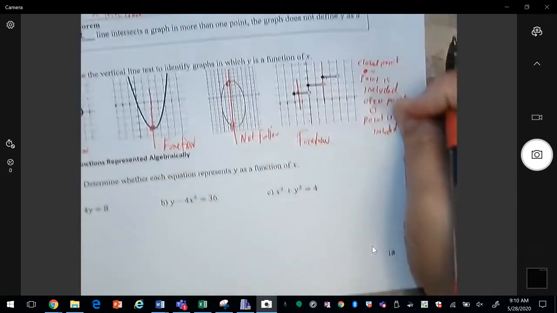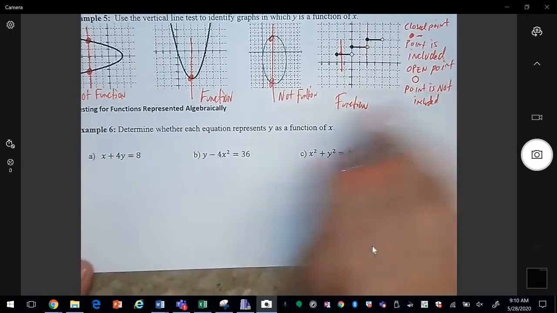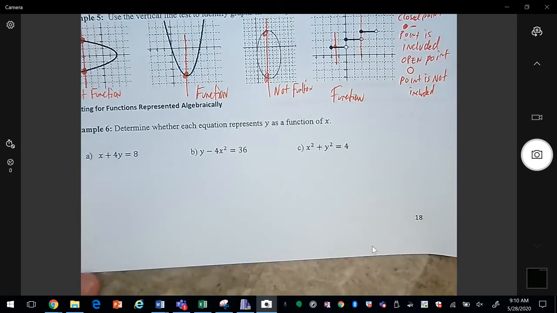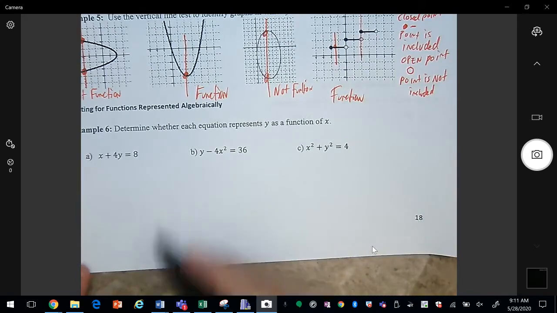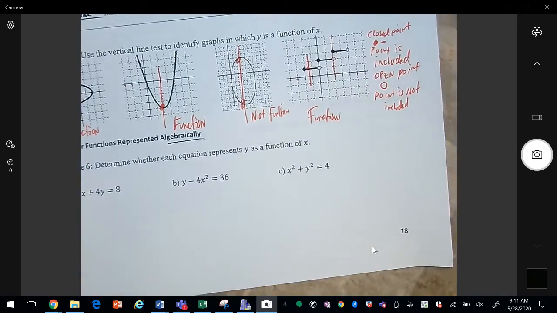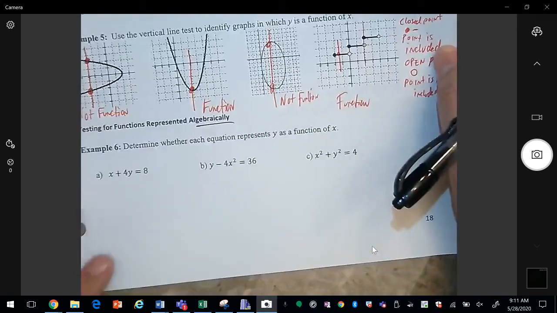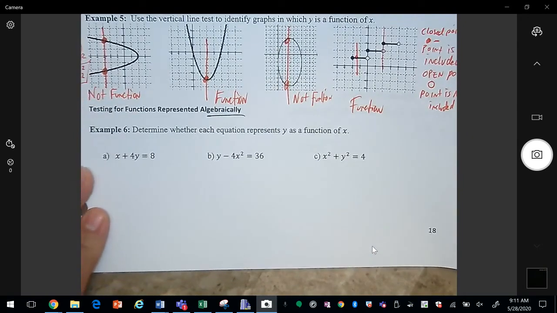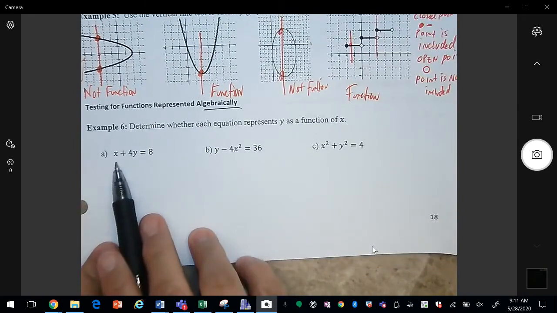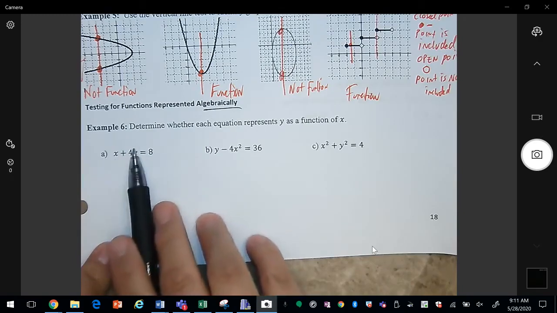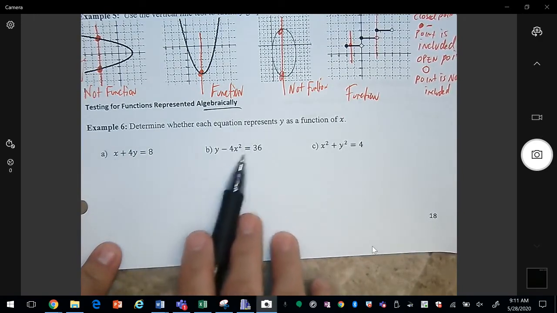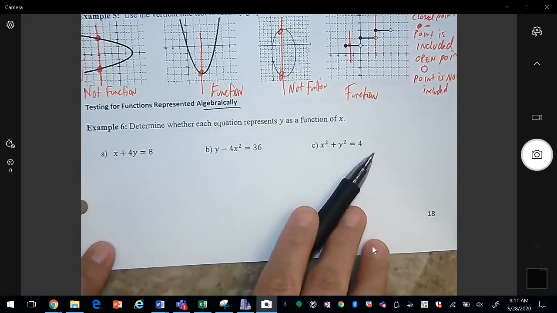Sometimes you're not going to have a graph, so we're going to have something that looks like this. And there's two ways to do this. Number one, we can do it algebraically. But number two, which is going to be quicker, is to understand what the graphs look like. So by the end of chapter 1, you should be able to recognize what this graph is going to look like if you graph it.